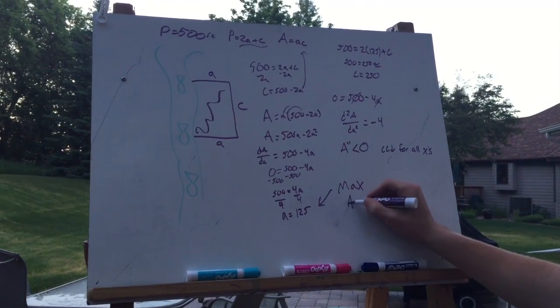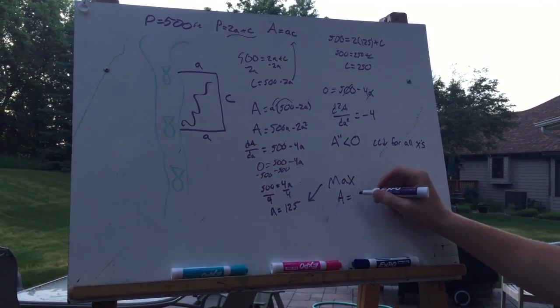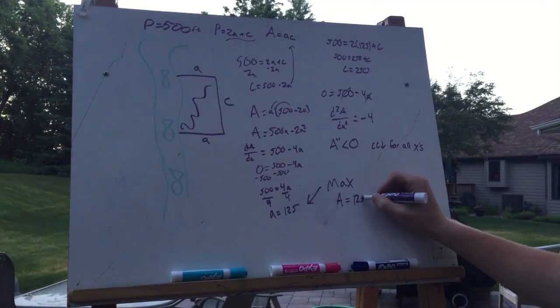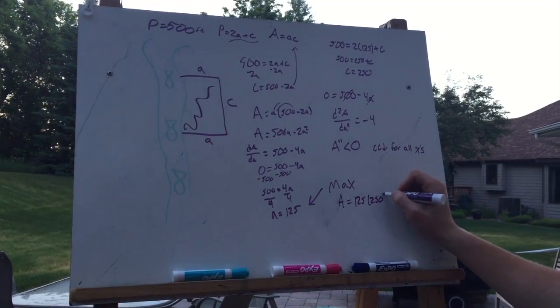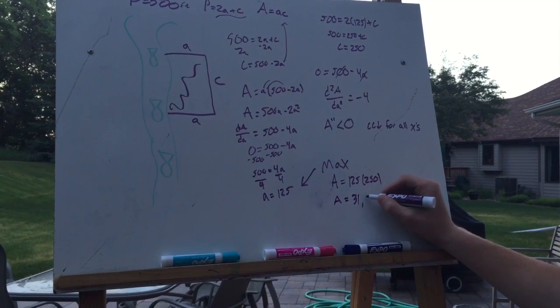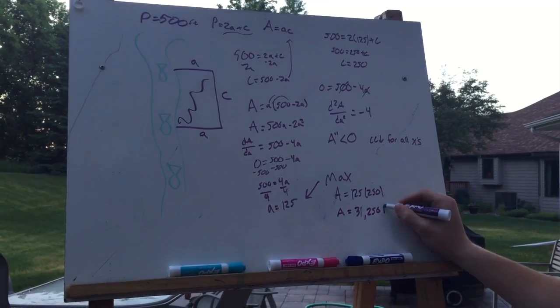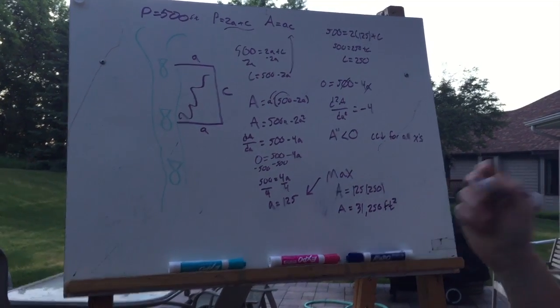So now that we proved it had a maximum at a equals 125, we're going to find the area. 125 times 250. Total area is going to equal 31,250 feet squared, because labels are important.